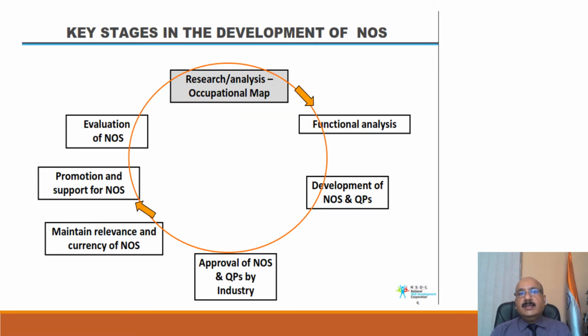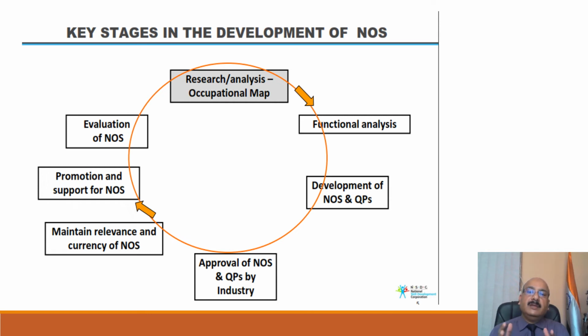So this slide indicates the key stages in development of NOS, the National Occupational Standards. The cycle begins with a thorough analysis of the occupations in any sector. In our case, the sector is the veterinary paraprofessional sector, and then we identified the functions which are meant for the paraprofessionals. And with the analysis of functions, we developed occupational standards and grouped the occupational standards to create a certain number of qualification packs based on the need of the industry.